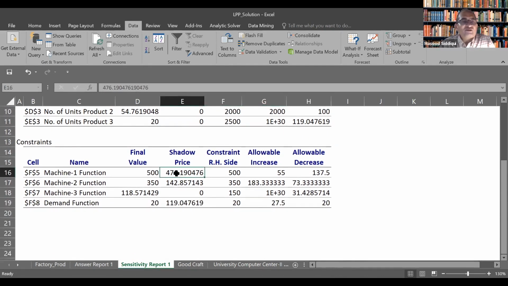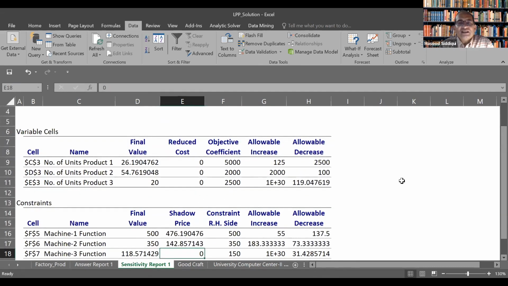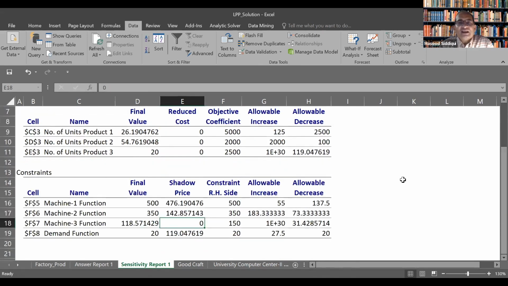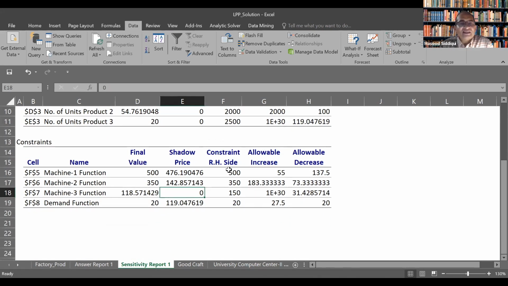We have shadow price for machine 1, shadow price for machine 2, and we have 0 shadow price for machine 3. So it is very important because if we have slack 0, then only there will be a shadow price. And if we have some slack, then there won't be a shadow price. Since here we are having slack as 0, we are having the shadow price, right? Here slacks are 0. So here the shadow price for machine 1 is 476.19, and for machine 2 the shadow price is 142.